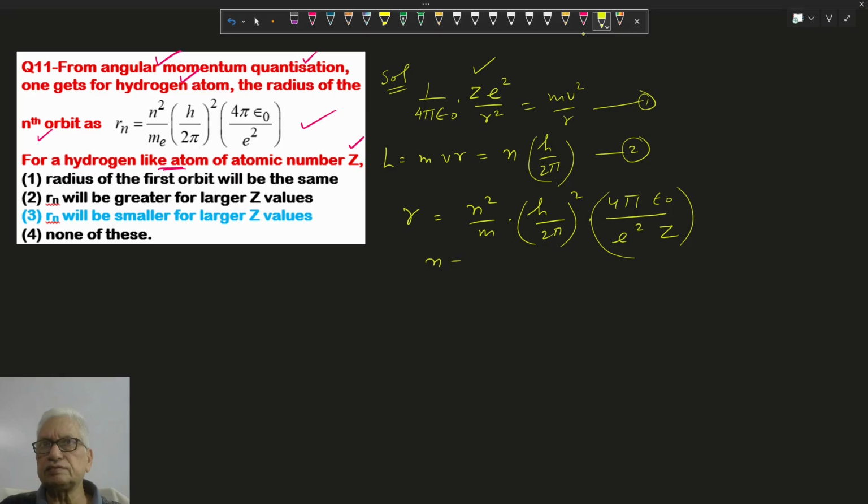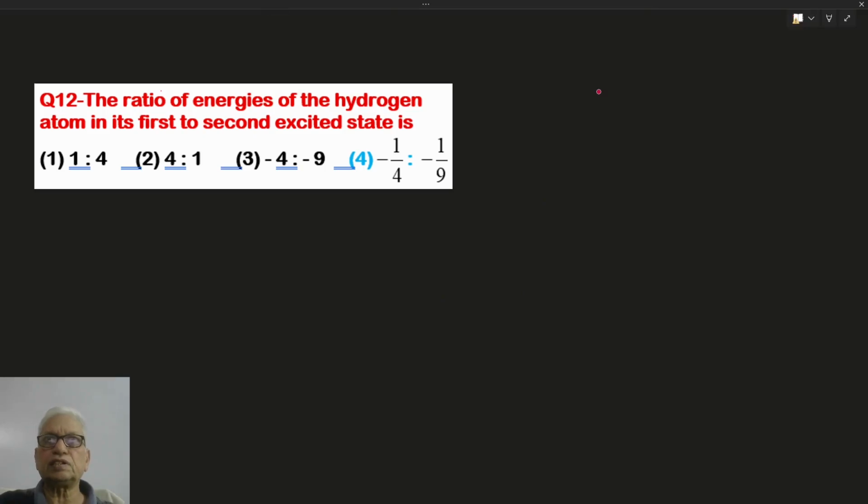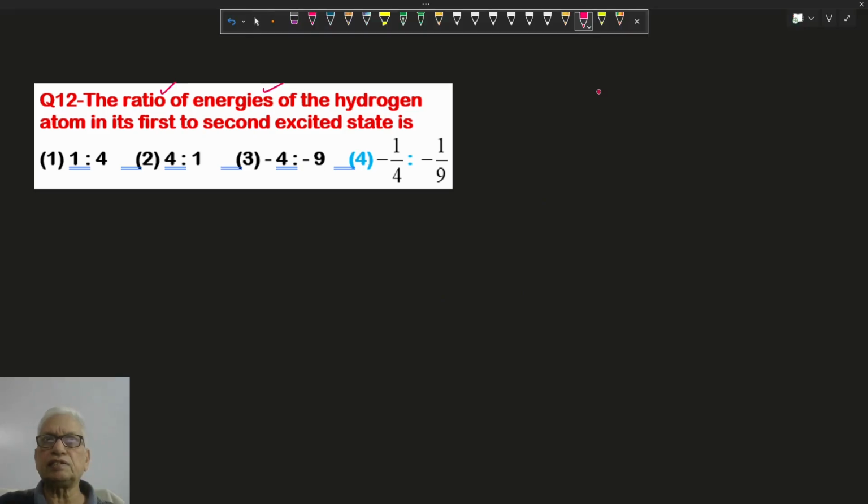The question was given for the hydrogen atom, and this is for any atom where Z is not 1. Now n is equal to 1, everything is constant, so r is inversely proportional to Z. It means if Z increases, r decreases. So option 3.